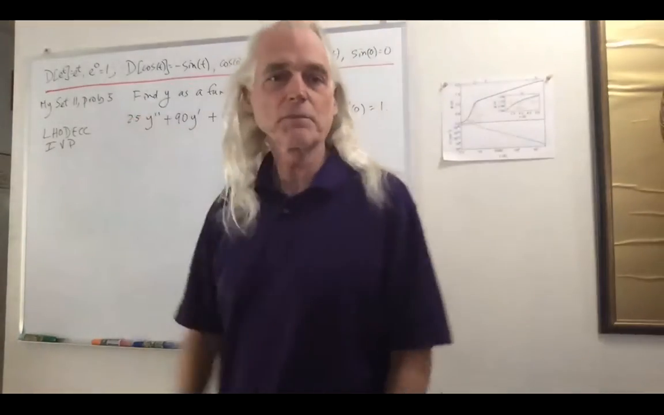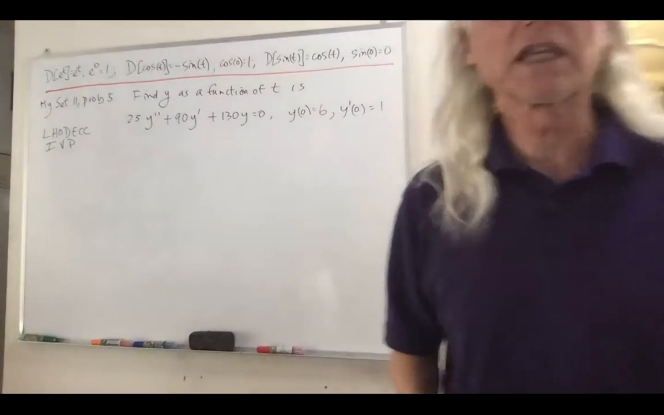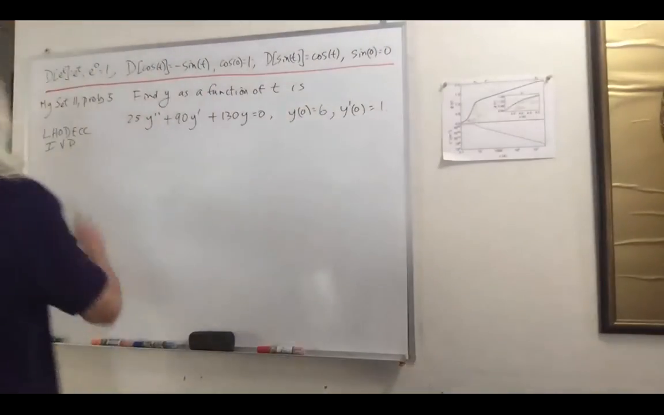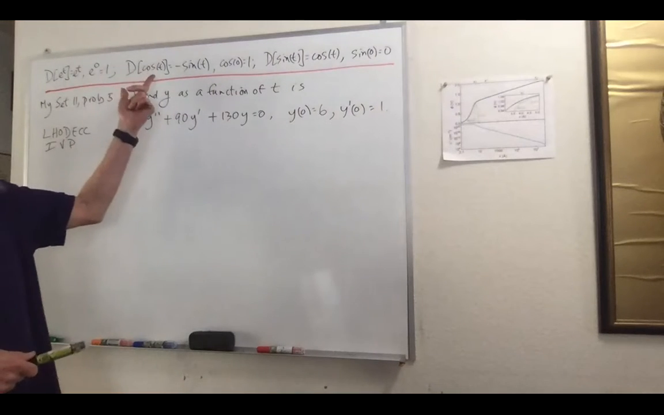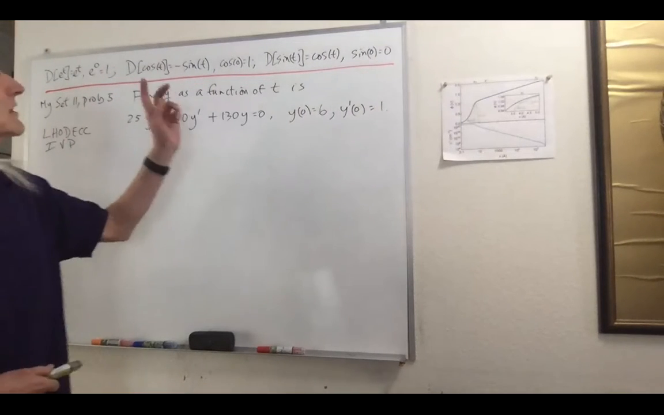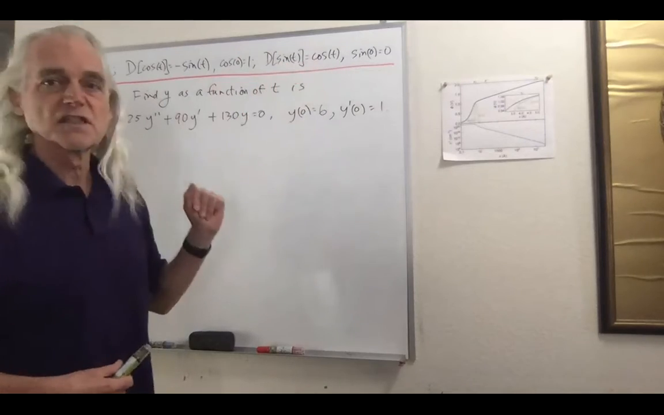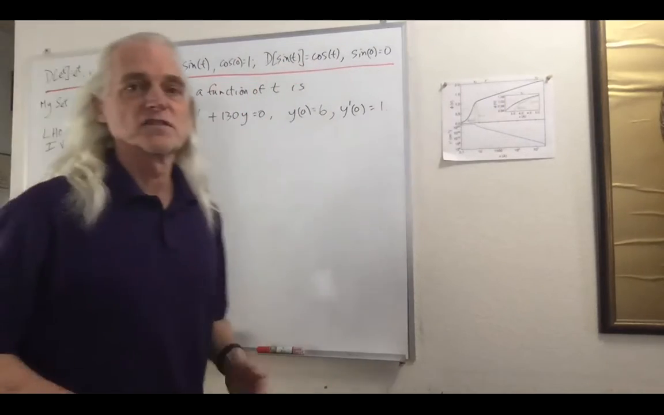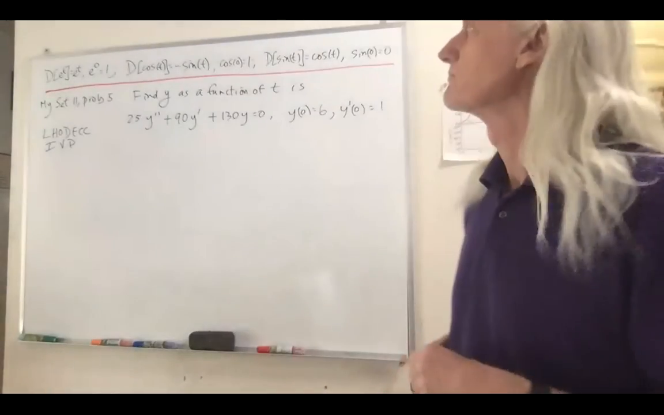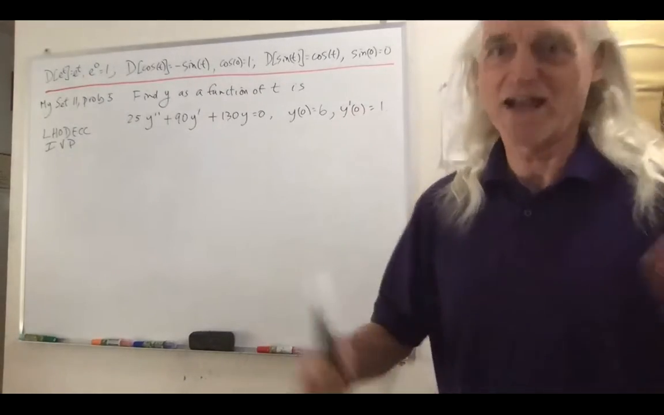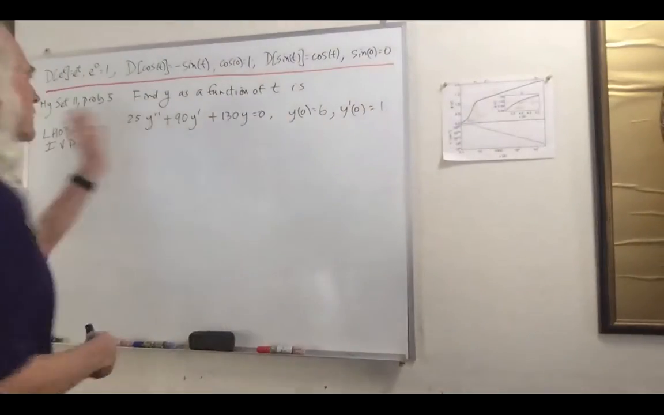I put at the top here the facts that we need from pre-calculus and calculus. The derivative of e to the t is e to the t, e to the 0 is 1. Derivative of cosine of t is negative sine of t. Cos of 0 is 1. Derivative of sine t is cos t, and sine of 0 is 0. So that's really what you need to know from pre-calculus and calculus, plus a lot of algebraic skills. So let's go right in.